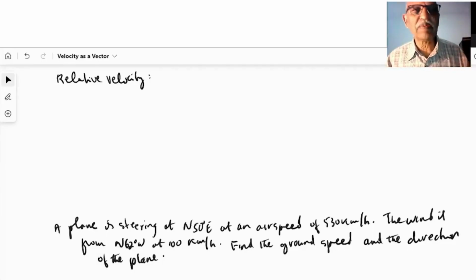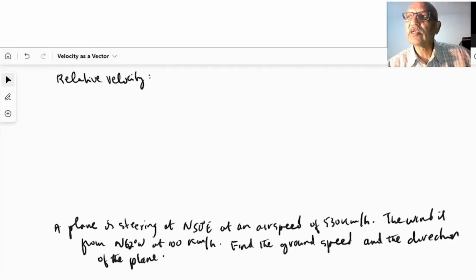Our next lesson will be about velocities. That means velocity as a vector. There are typical velocities, like relative velocity, or the velocity of a plane, the velocity of a ship. Anything can be written as a vector. We know velocity is a vector quantity. So let's see first relative velocity.